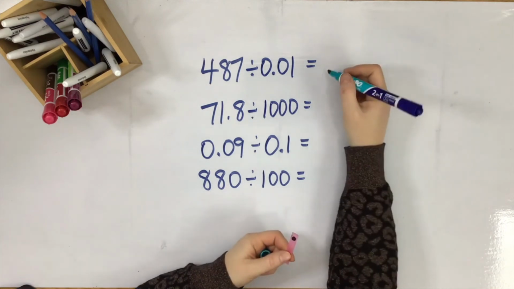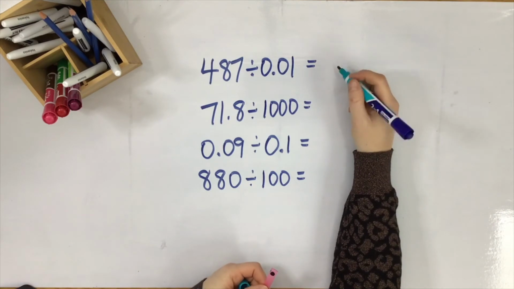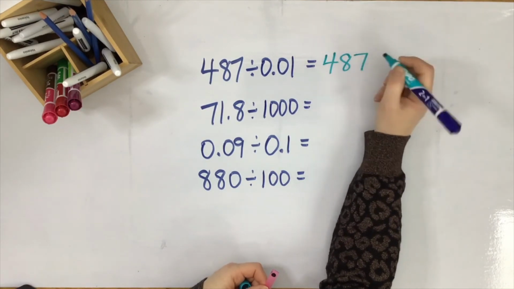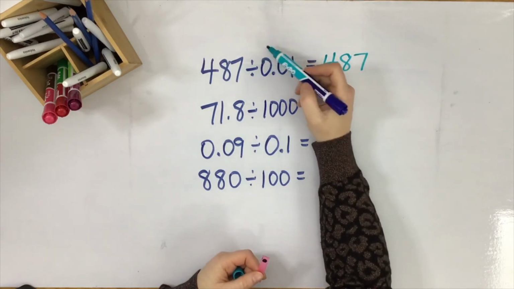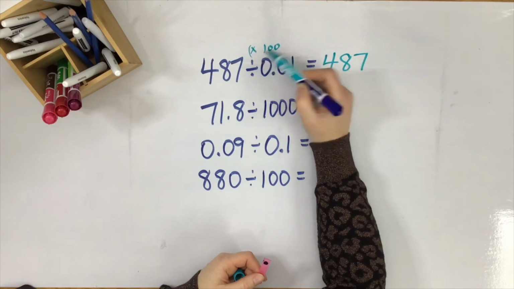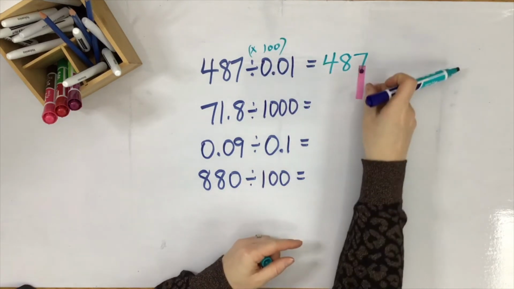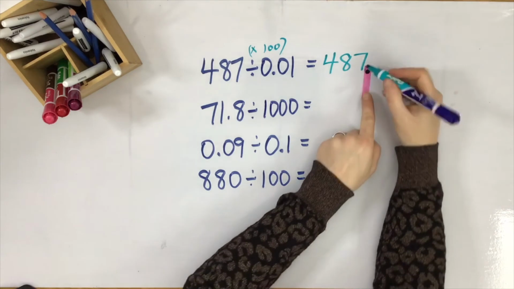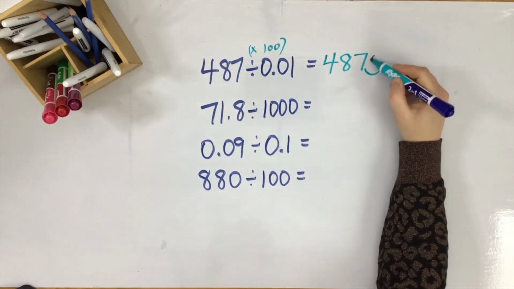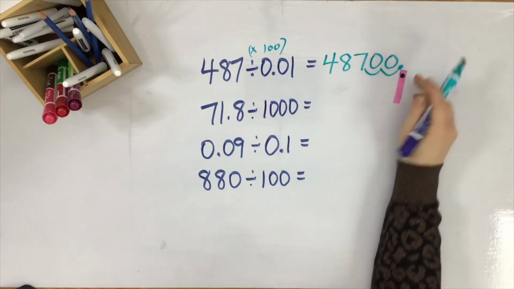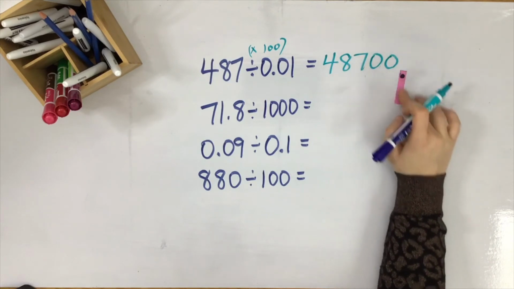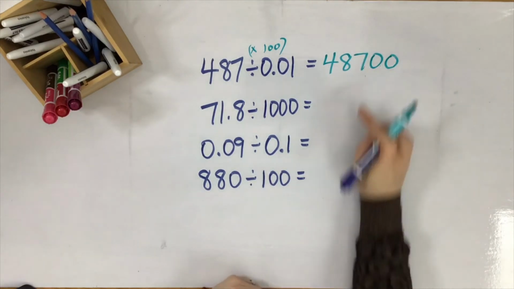Okay, so 487 divided by 100th, my decimal is going to be moving 2 times to the right, because dividing by 100th we know is the same as multiplying by 100. So the decimal that used to live here after the 7 is going to get bumped 1, 2 places. I'm going to fill those places with zeros. So my answer is 48,700. Make sure you get your spacing.